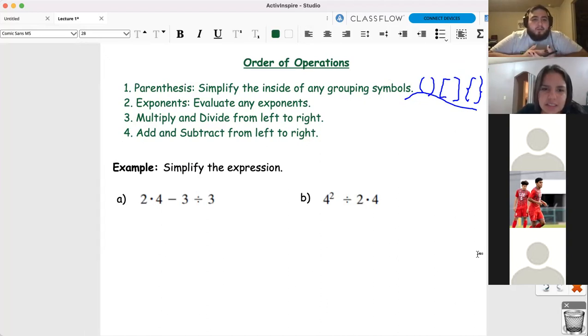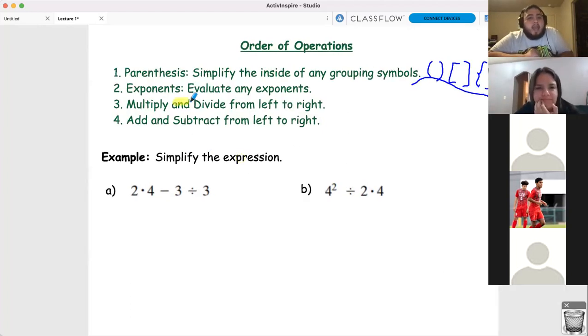And then number three, we multiply. The key words for number 3 and 4, guys, are multiply and divide, and add and subtract from left to right. Those are the key terms in steps 3 and 4. Be prepared to be mind blown, ladies and gentlemen.